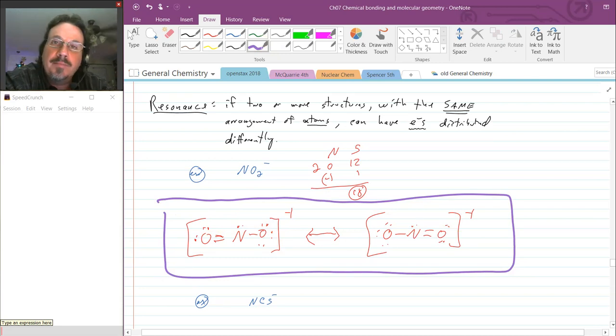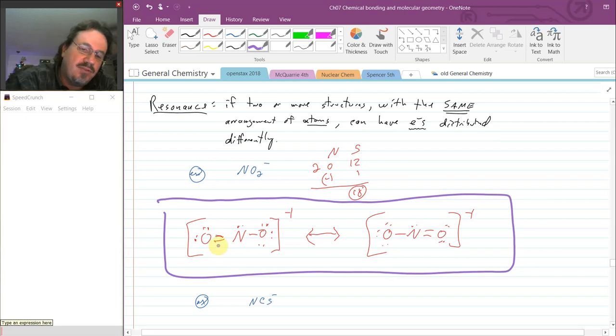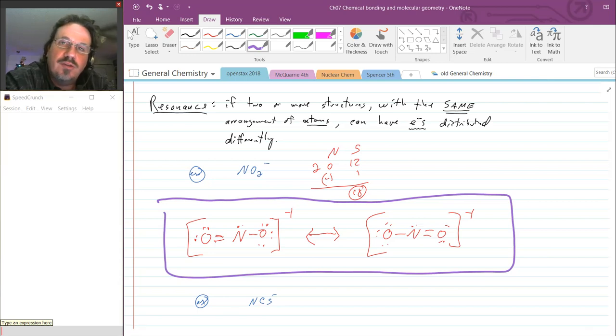Could go either way. If you look at my two structures, the only thing that's changing is where the electrons are. The atoms haven't moved position. It's just that I've got a double to the left oxygen and a single to the right oxygen over here, and I've reversed that. So I've moved my electrons around, not the atoms. They're both equally correct. Formal charges show that they're equally correct, equally likely.